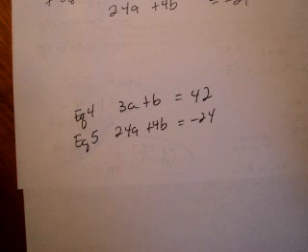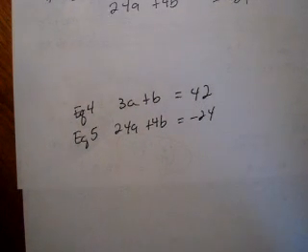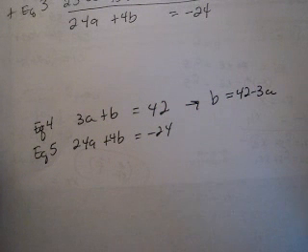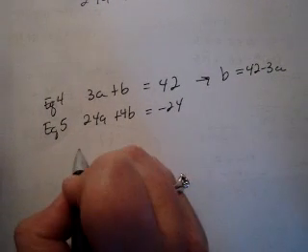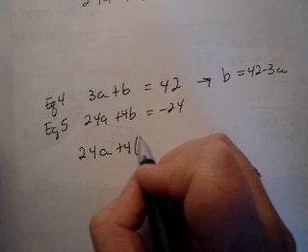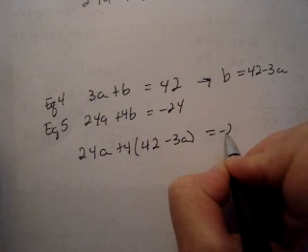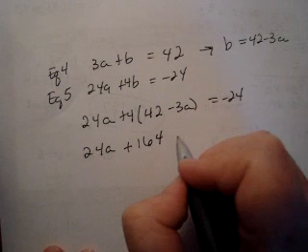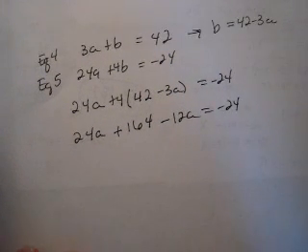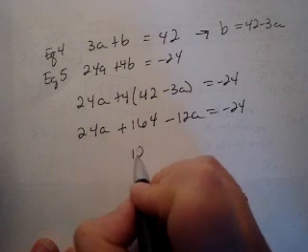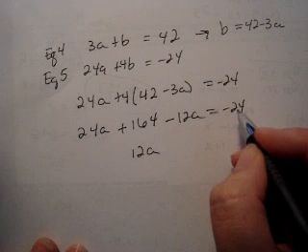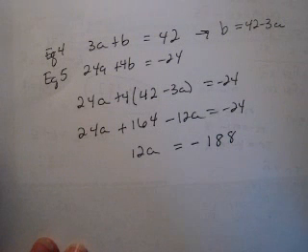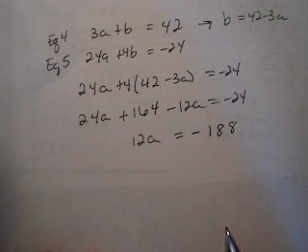Okay, so I think what I'm going to do is I'm going to use substitution. So I'm going to take equation 4 and solve for b, and I will get that b is equal to 42 minus 3a. And now let's substitute that into equation 5. 24a plus 4 times, instead of b, we're going to use 42 minus 3a equals negative 24. 24a plus 164 minus 12a is equal to negative 24. So let's see. 12a, if I subtract 164 from both sides, I'm going to get negative 188. Do you guys buy that? Negative 188? Okay, now divide both sides by 12.